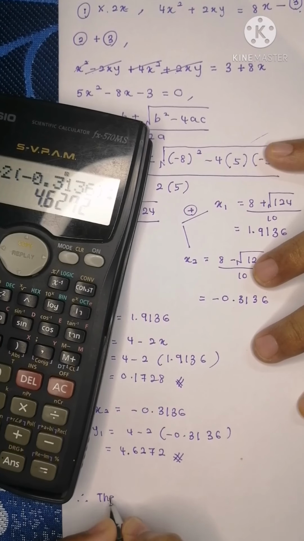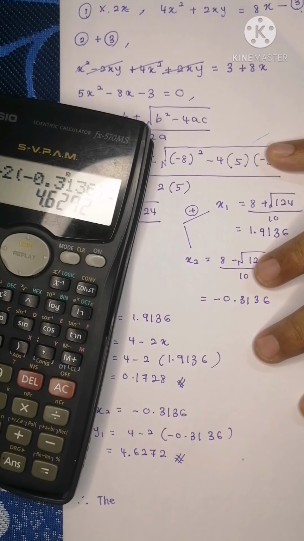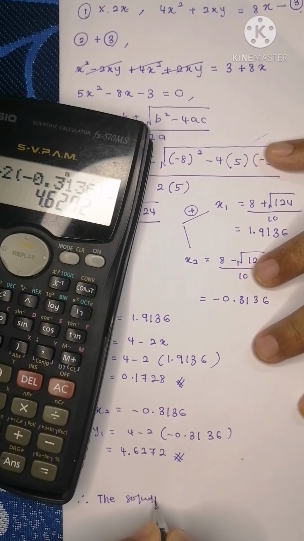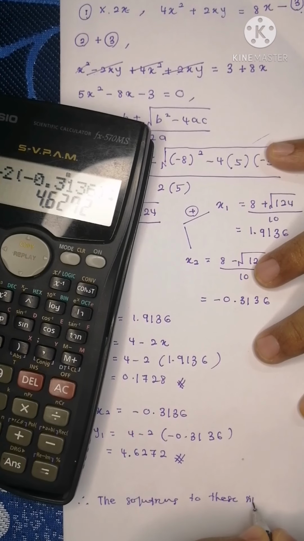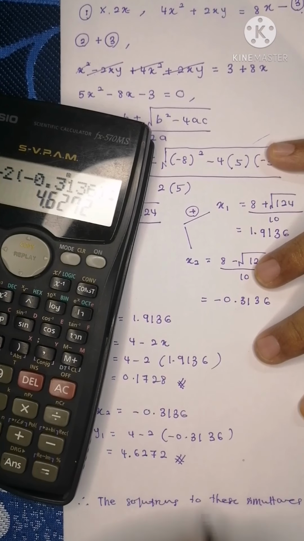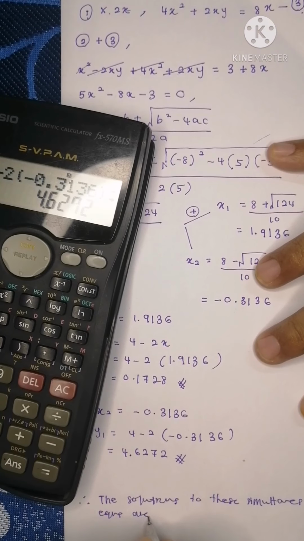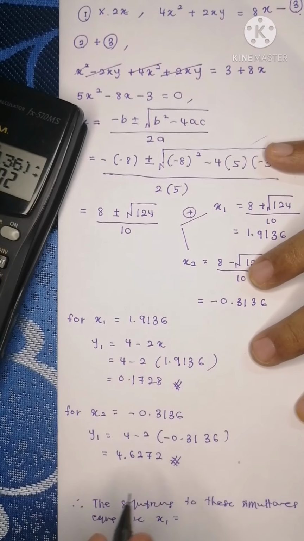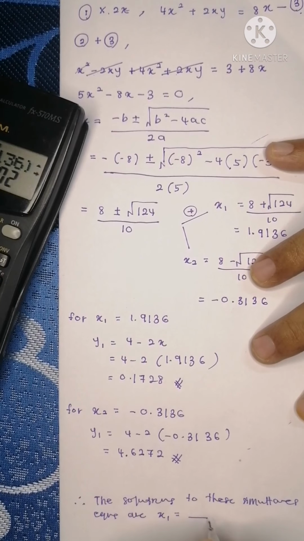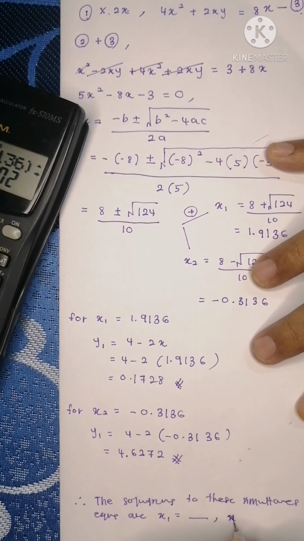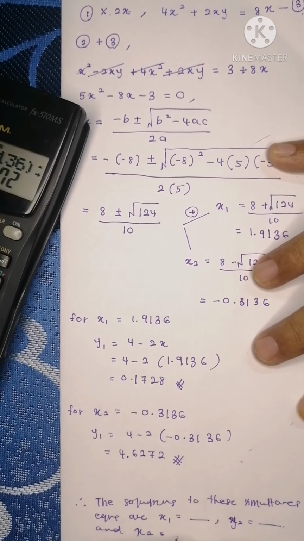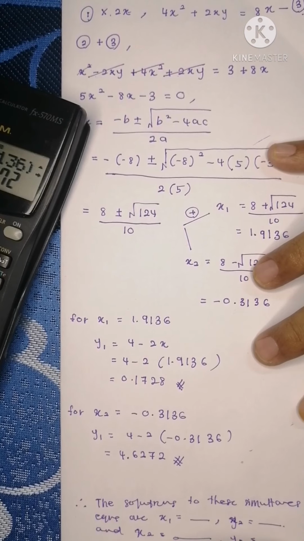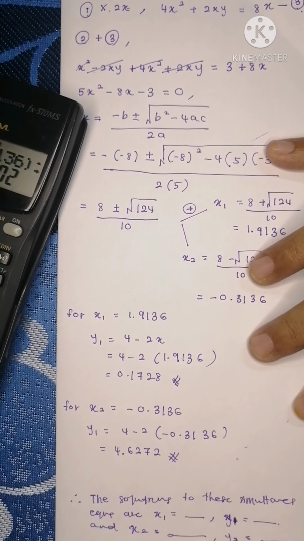So the solution to this simultaneous equations are x1 equal to which one? x1 is equal to what? y1 is equal to what? And x2 equal to what? y2 equal to what? Okay, that's it. So that is the answer.